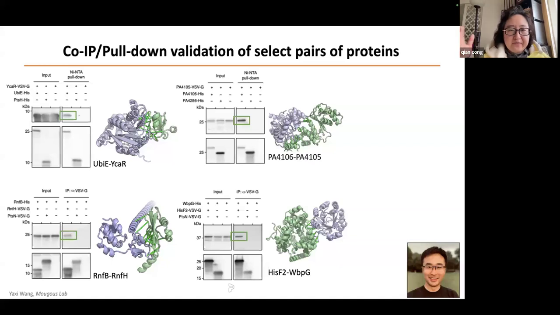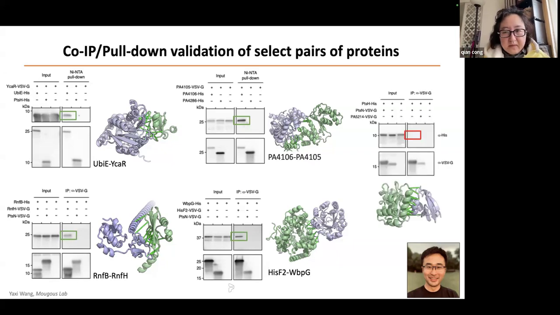And one pair, after further studying, is probably a false prediction. So this shows the accuracy of our prediction is about 80%. These were the tested positive cases. This is a negative case. There's one case that did not test positive, but we think it's more of an experimental problem.